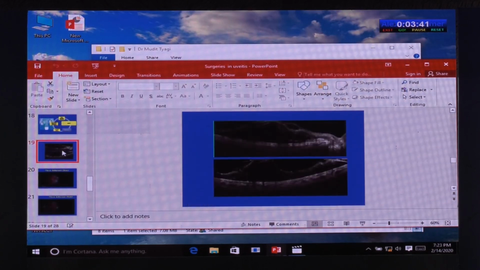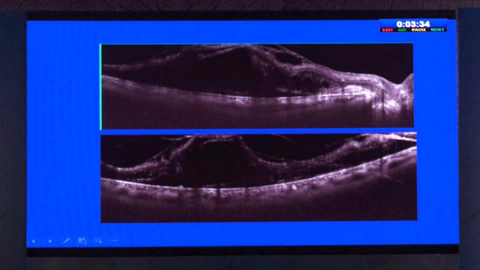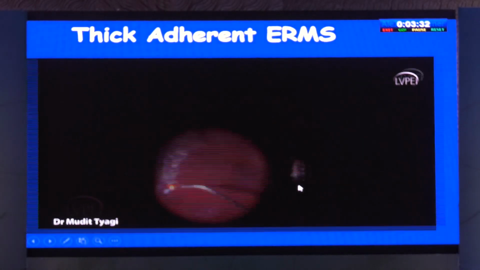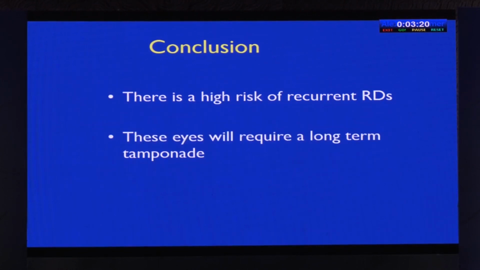This was how this patient was initially, and I'll just switch back to the PPT. So this was how the vitreous was, and this was how the patient's eye was pre-operatively, and after you remove the ERM, the eye settles down and the visual acuity also improves. So in conclusion, detachment surgeries in cases of viral retinitis are different. Vitreous adhesions, necrotic retina, and thick membranes need to be addressed properly. There is also a high risk of recurrences, and these eyes will require a long-term tamponade.